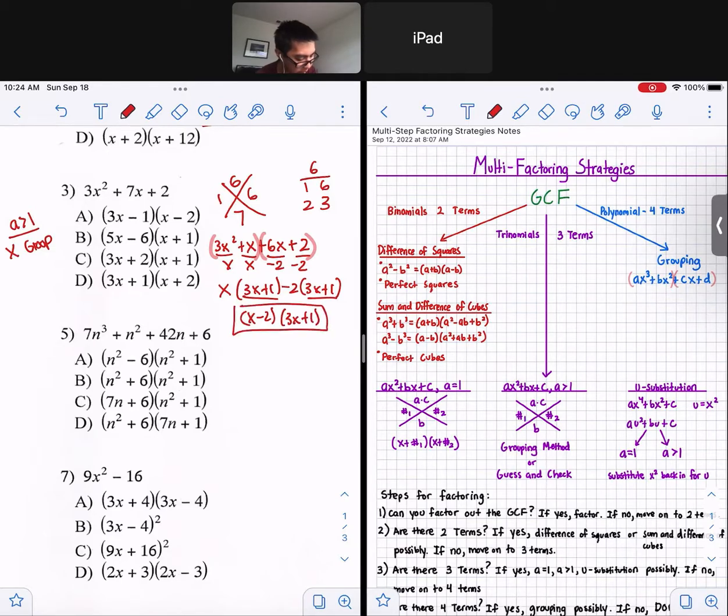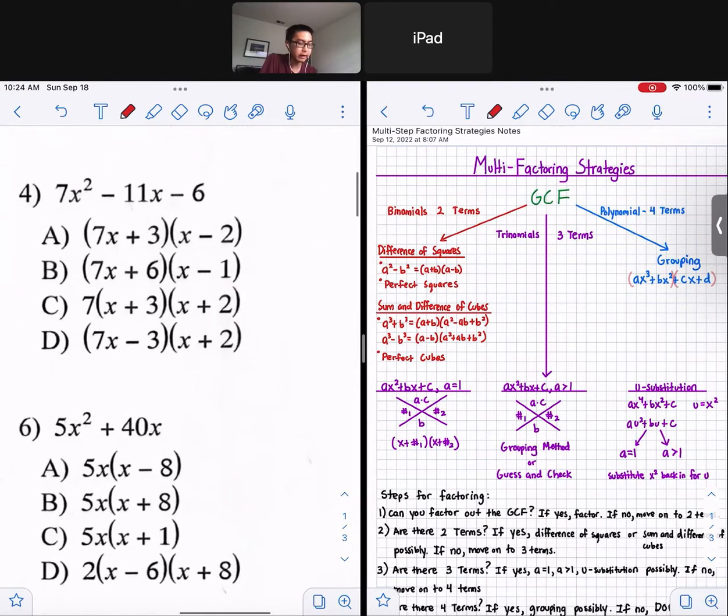Wait, did I do that correctly? Sorry, this should have been a positive 6, so we're just factoring out a positive 2. Yep, just a positive 2. So that's going to be positive 2, so that's going to be D. That will be D.